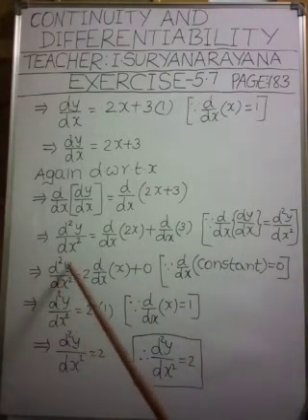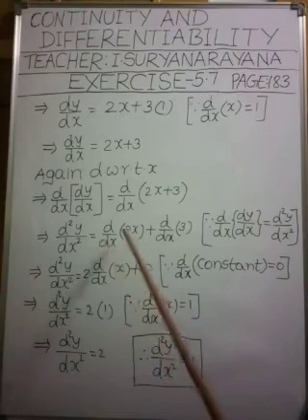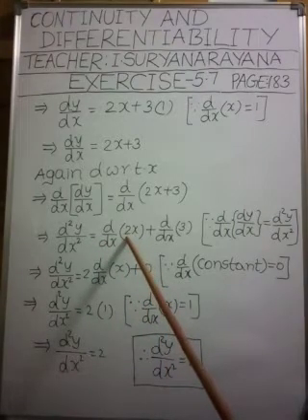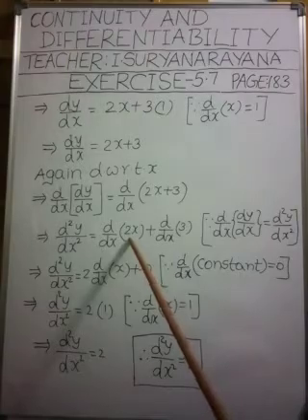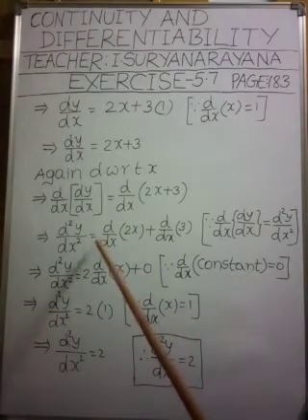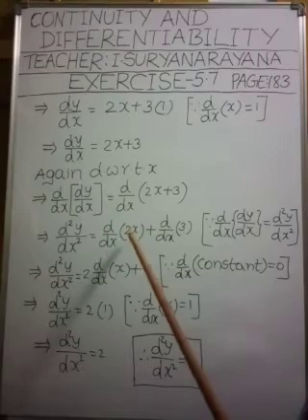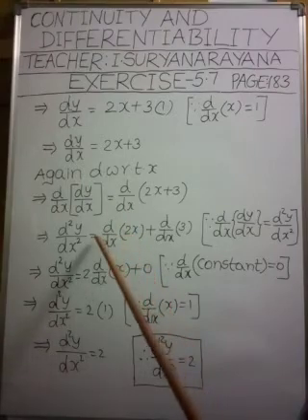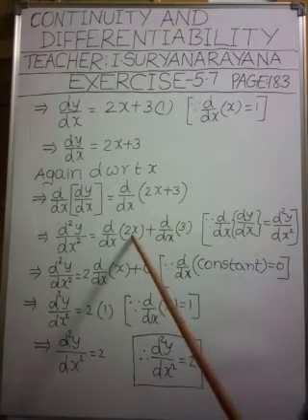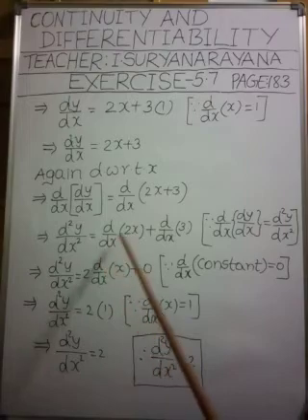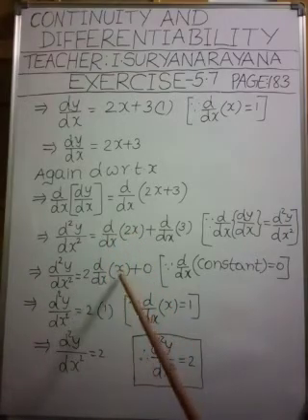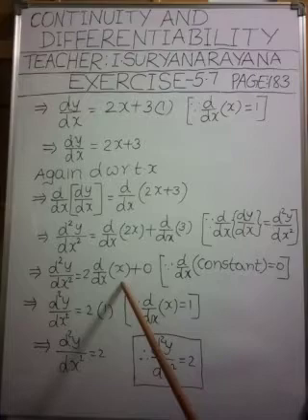Now come to the next step. This implies d square y by dx square is equal to, observe this function. In this function, 2 is a numerical coefficient. So we can write it before the differential operator. So I wrote here 2. After writing this 2 before the differential operator, what will be left here? x only. So we take the differentiation d by dx of x. Understood this first term, my children?